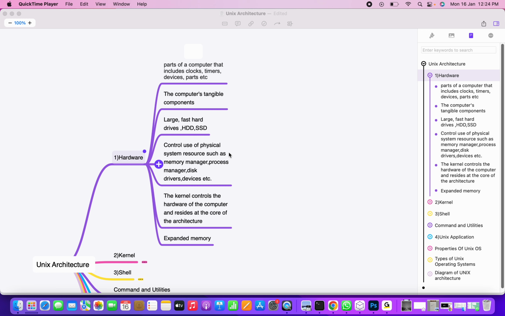And of course, you can expand devices, you can expand drivers, you can add storage space at any moment. You can expand the memory at any moment. So this is what the hardware component is all about.